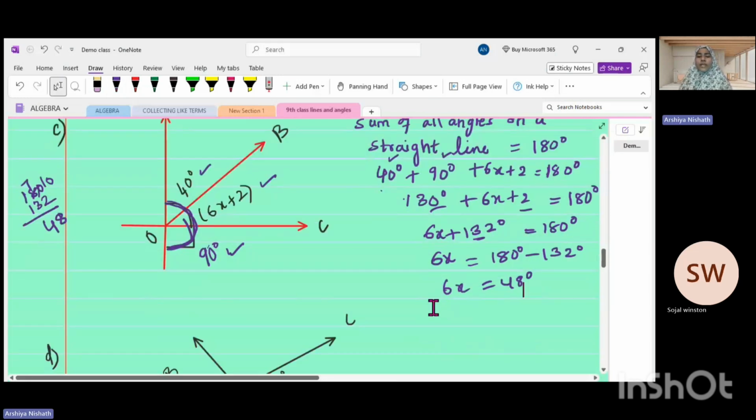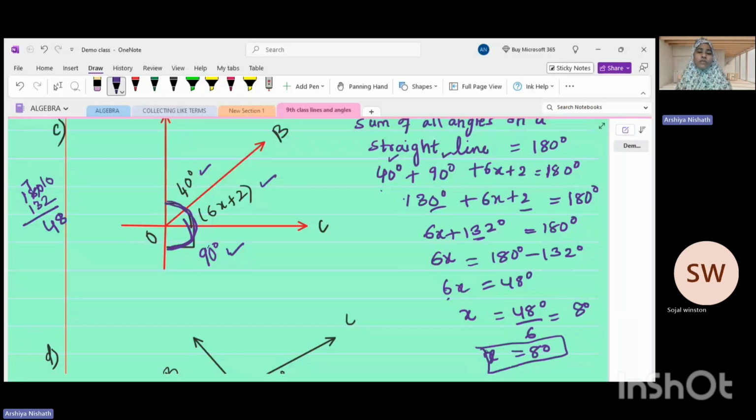Now what will be my x? I want only x. X is under multiplication with 6. It goes that side and becomes division. We know it. So 48 by 6 means what? In the 6 table, when will 48 come? 6 eights are 48. So what is my value of x? X is nothing but 8 degrees. They said to find the value of x. So in this way, we have understood how to find the unknown value.